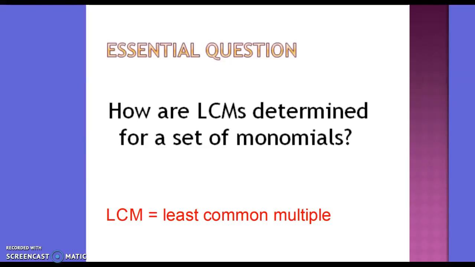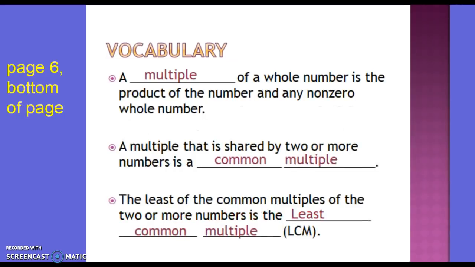Today we are going to talk about finding the least common multiple from a set of monomials. We're going to use the abbreviation LCM, and that stands for least common multiple, and I'll be breaking that down for you. So first of all, I need you to follow along and take notes as you watch this video. You can hit pause at any time to copy the notes down.